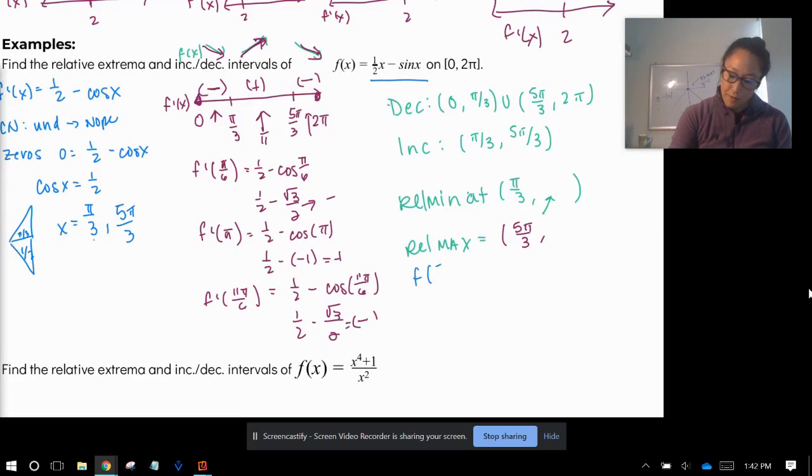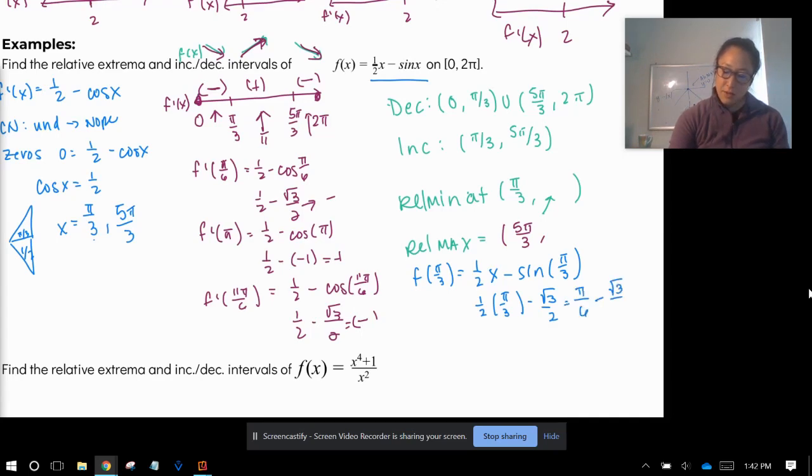So f of pi over 3 is equal to 1/2 x minus the sine of pi over 3. And the sine of pi over 3 is root 3 over 2. So I have 1/2 times pi over 3 minus root 3 over 2, which is equal to pi over 6 minus root 3 over 2. And I am going to leave it like that. So I have pi over 6 minus root 3 over 2. That's our relative min.